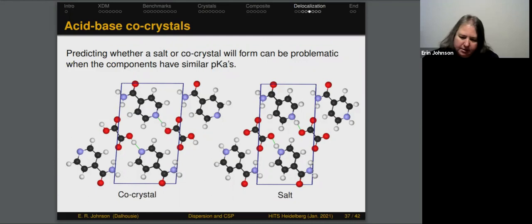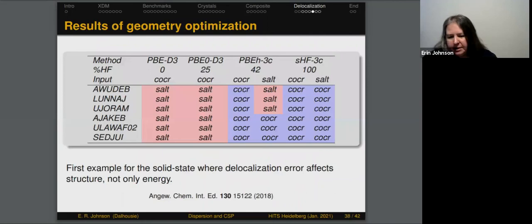So to determine if this really is a delocalization error problem, we performed calculations on these six compounds with a series of dispersion-corrected DFT methods with increasing fractions of exact exchange mixing. The idea being here that with low fractions of exact exchange mixing, you would expect to see delocalization error that could be corrected with high fractions of exact exchange mixing.